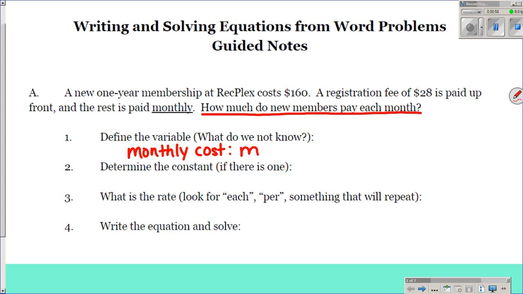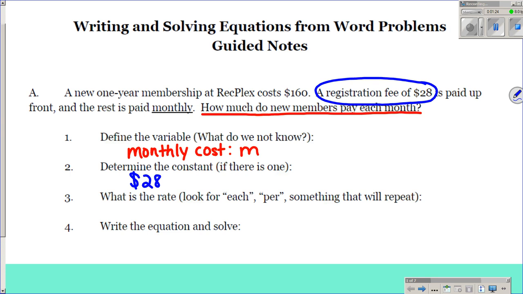Now it says determine the constant, if there is one. A constant is going to be the y-intercept. That's going to be a fee that you pay one time up front. Notice in that second sentence, they tell us there is a registration fee of $28. This is a fee you pay one time when you first sign up. So that $28 is going to be our constant.